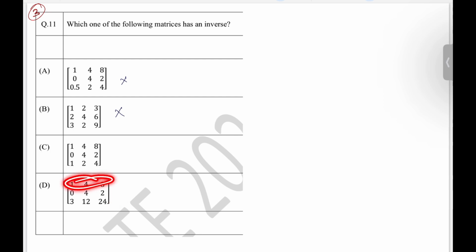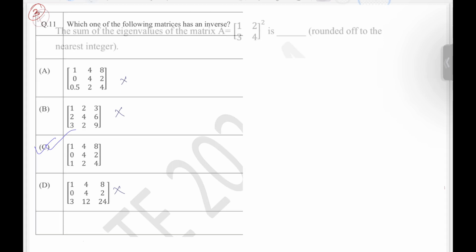So yes, if you multiply the first row with 3, then you will get this row 3. So 1 times 3 is 3, 4 times 3 is 12, 8 times 3 is 24. So this one is also not going to be the invertible one. So I do not need to check for the C, because C is the correct answer.